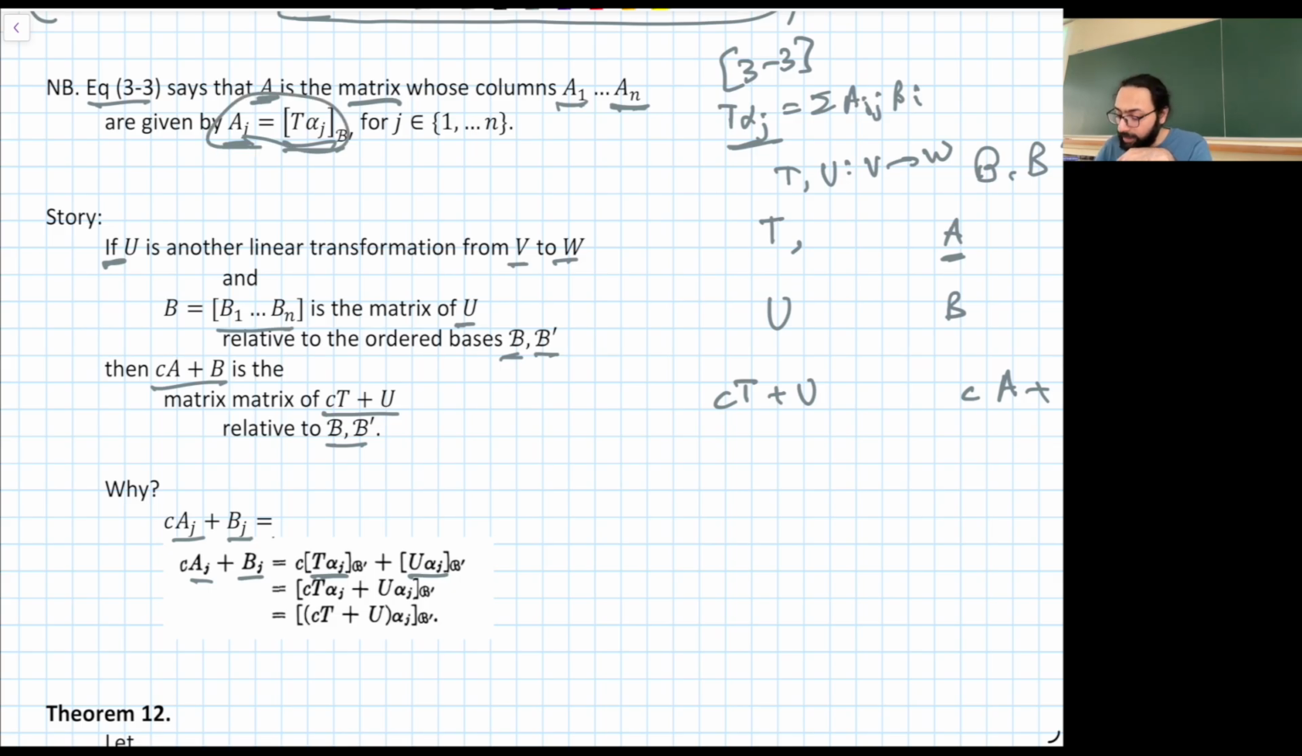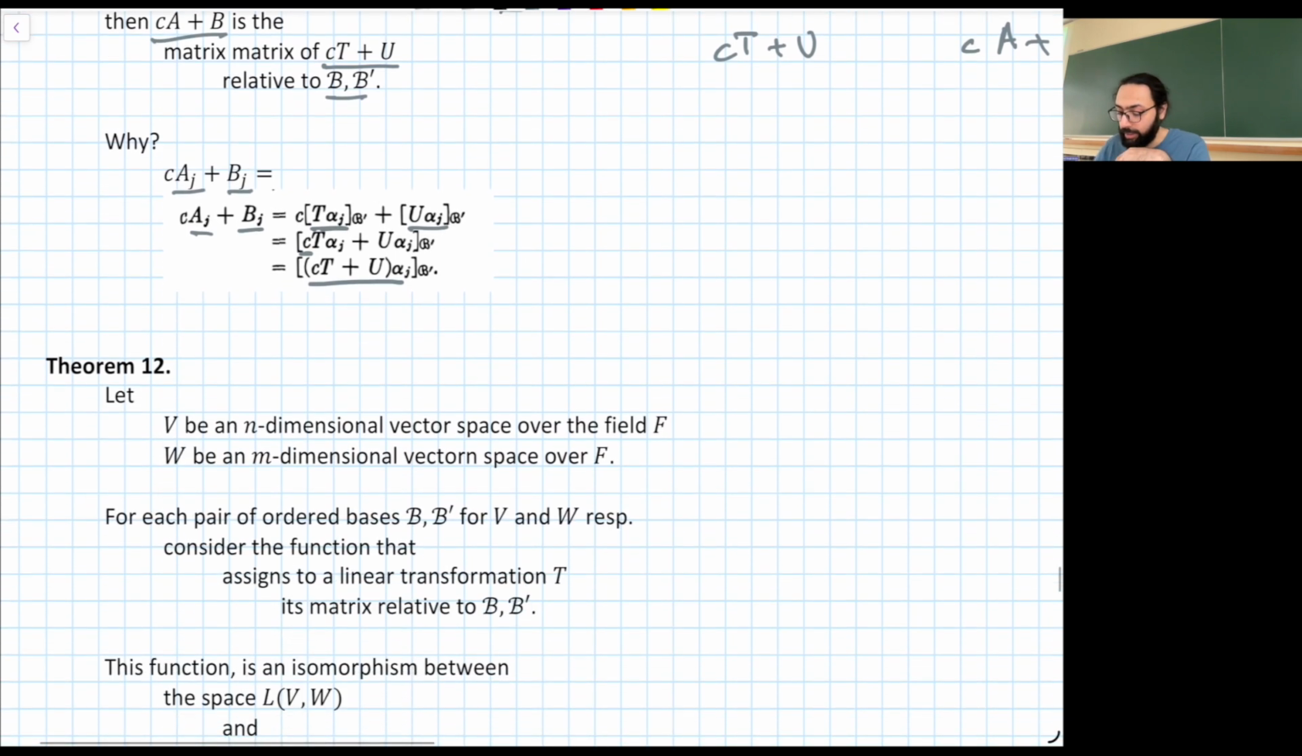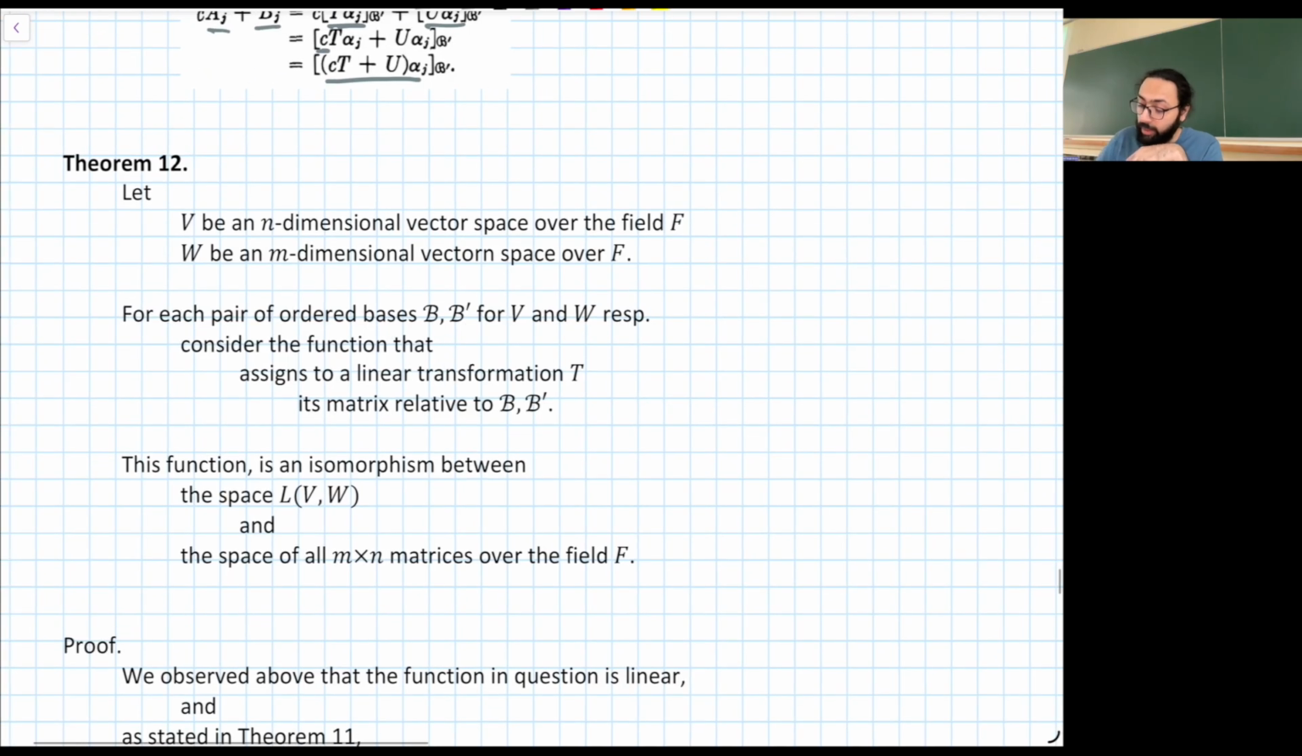And then that allows you to, because it's linear, take it inside, and then you basically get that it's cT plus U acting on alpha_j. Right? And then you can use the definition. It's a very standard thing. Okay, so now let's take this formally.